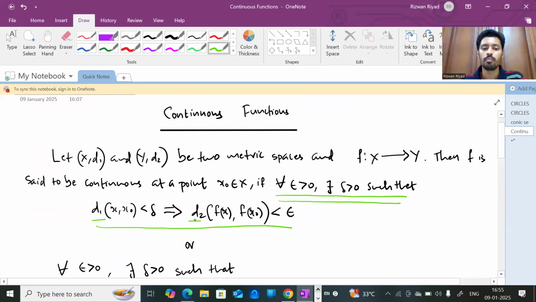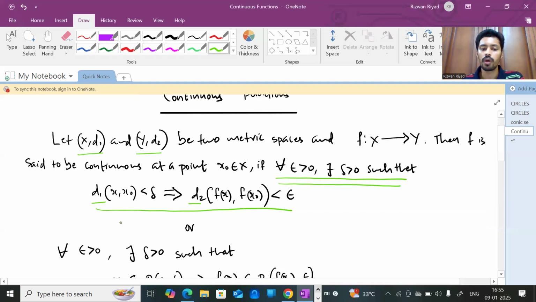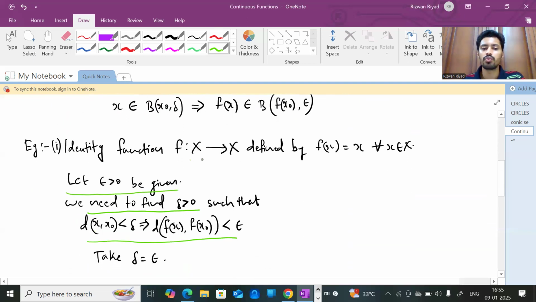In our definition, we have taken d1 and d2, because these are different metric spaces. The first one is metric space X whose metric is d1, the second one is metric space Y whose metric is d2. But here the function is from X to itself, so there is no need to take separate d1 and d2. We can take a single metric, because both metrics are the same. Here d, here also d.